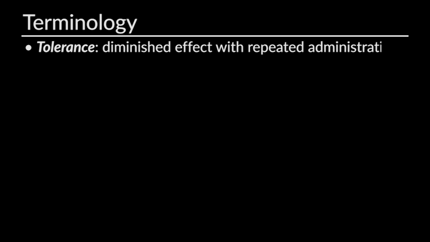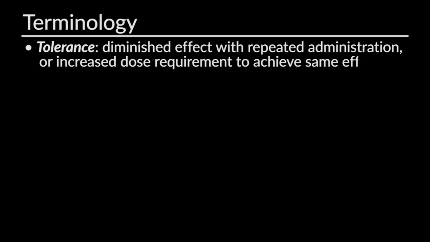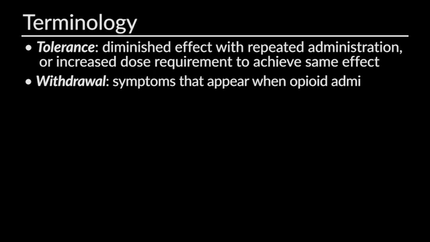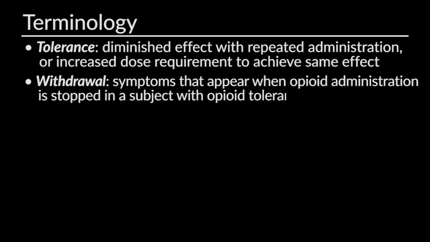Terminology. Several terms are widely used regarding opioid actions. The definitions of these terms are important for understanding benefits and harms of opioids. The term tolerance refers to a diminished effect, such as analgesia, sedation, or respiratory depression, with repeated administration of the drug, or it may mean a requirement for an increased dose in order to get the same effect as was seen originally. The term withdrawal refers to a set of symptoms and physical signs that occur when opioid administration is suddenly stopped or is tapered rapidly in a subject who has opioid tolerance.